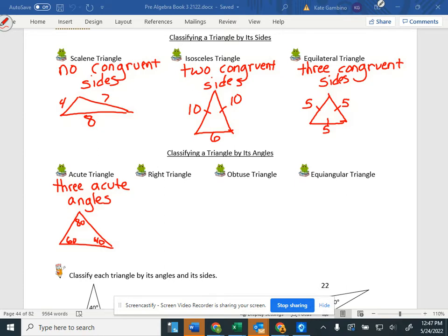Now, our next angle is our right triangle. What does our right triangle have to have, Sam? It's a triangle with one angle. It has one right angle. And we know a right angle is 90 degrees. We know it's a right angle because it has that box. So we could say this is 65 and this is 25, which equals 90, plus our 90-degree right angle would be 180 degrees. So a right triangle has a right angle.